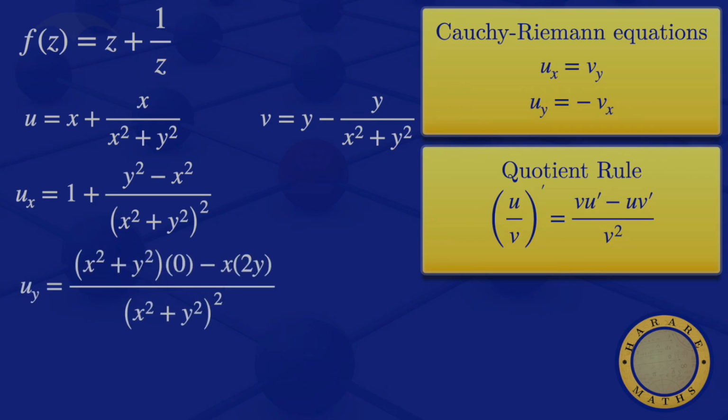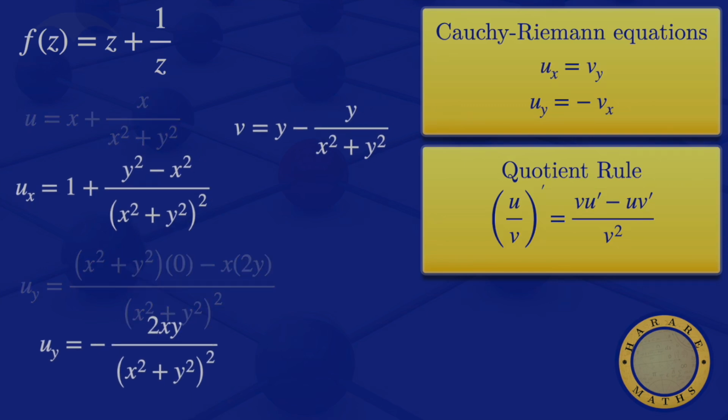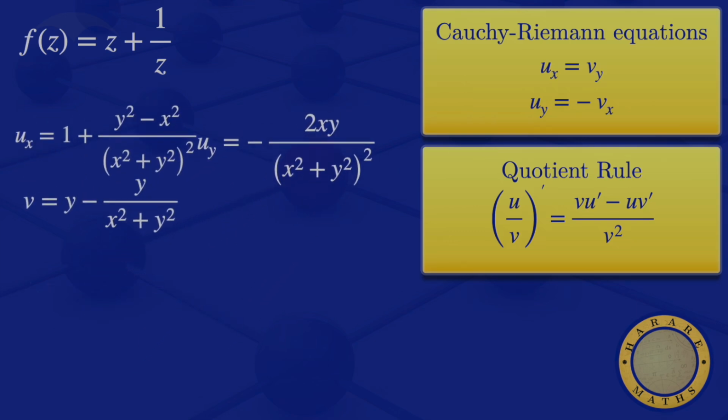the partial derivative of u with respect to y is equal to x squared plus y squared multiplied by 0 minus x times 2y, divided by x squared plus y squared, all squared. And then when we simplify this part here, when we are multiplying by 0, it just gives us a 0. So we have the partial derivative of u with respect to y is equal to minus 2xy divided by x squared plus y squared, all squared. So we have our partial derivative of u with respect to y there.